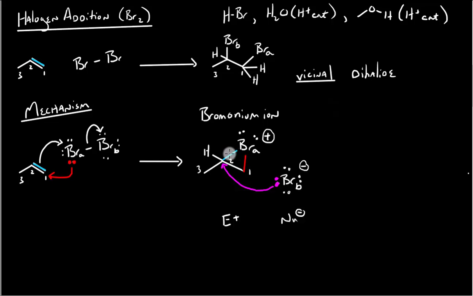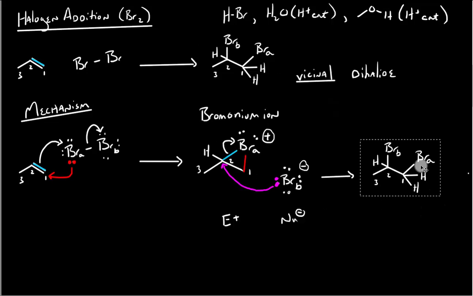So let's go ahead and break that carbon 2 to bromine A bond. And so then let's draw out the final product. And so the final product, actually, I'm just going to be lazy and make this the final product. So this is our final product right there. So if you think about that bromine A, we said the bromine A is attached to carbon 1. So we've got all of our electrons taken care of. So now this is our final molecule, and this is going to be our vicinal dihalide.